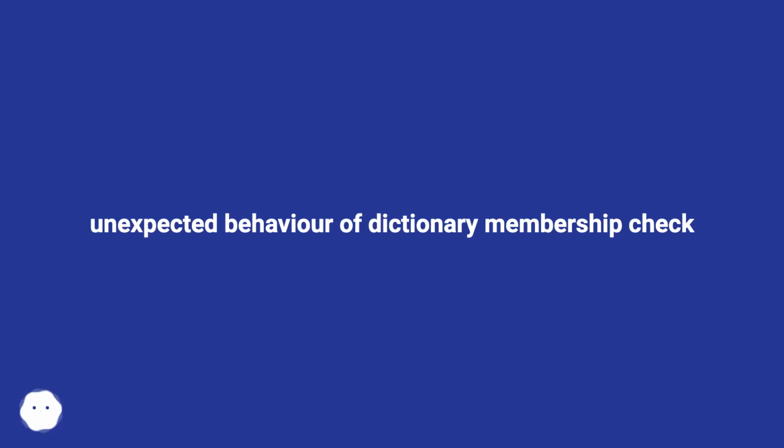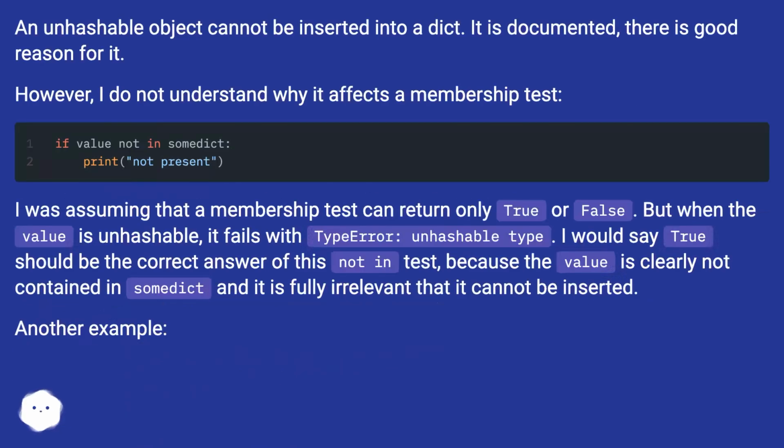Unexpected behavior of dictionary membership check. An unhashable object cannot be inserted into a dict. It is documented, there is good reason for it. However, I do not understand why it affects a membership test.